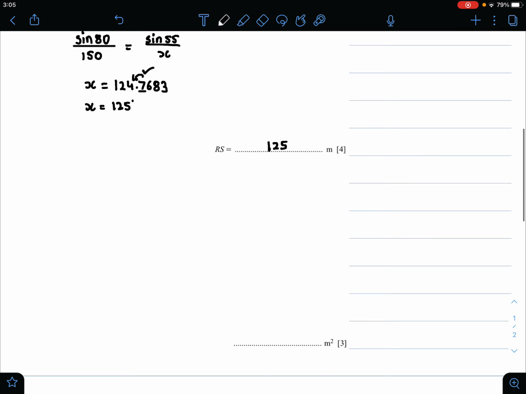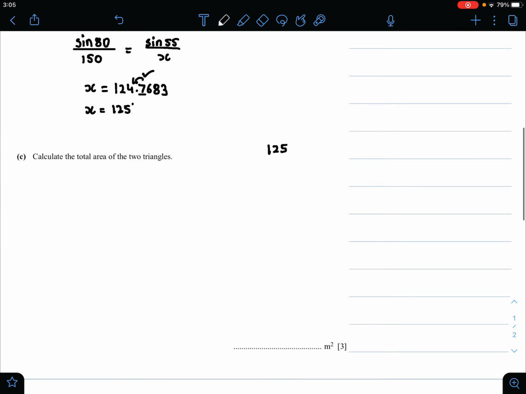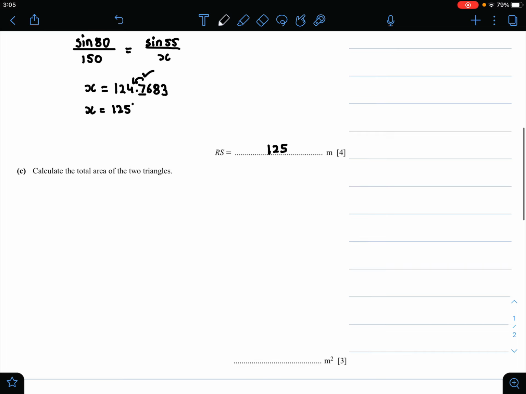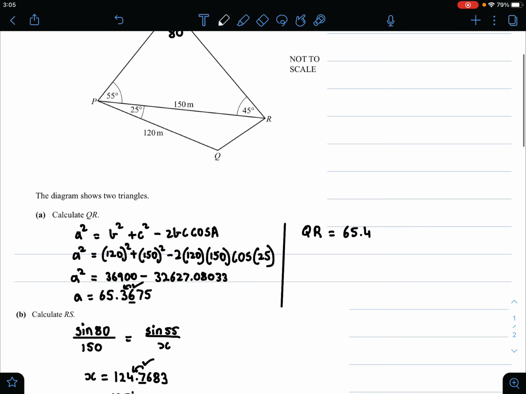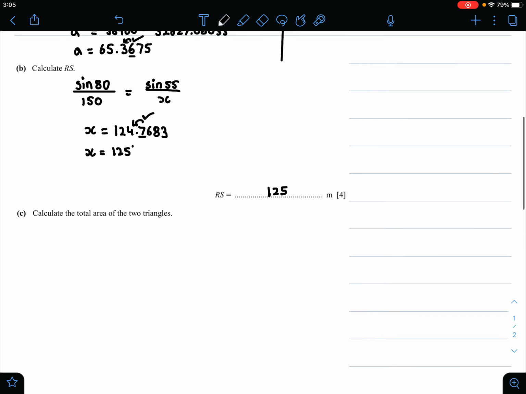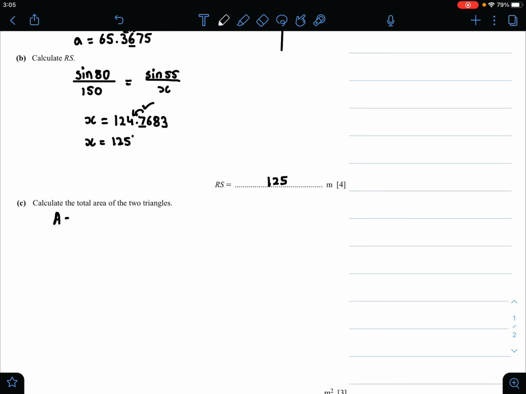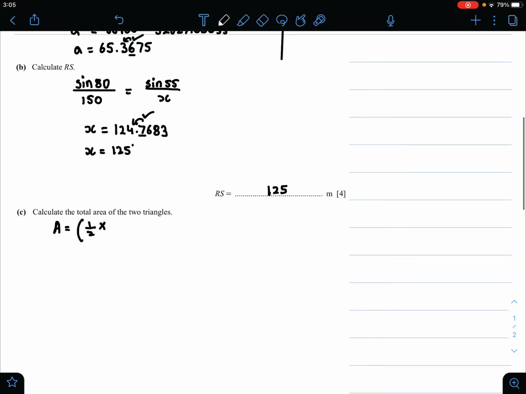Therefore we can now move on to the next question, as we found the answer to part B. So part C tells us that we have to calculate the total area of both the triangles. So these are not right angle triangles, so we must use trigonometry to solve this question as well. So an area of a triangle is equal to half multiplied by two sides and multiplied by the sine of an angle between those two sides.